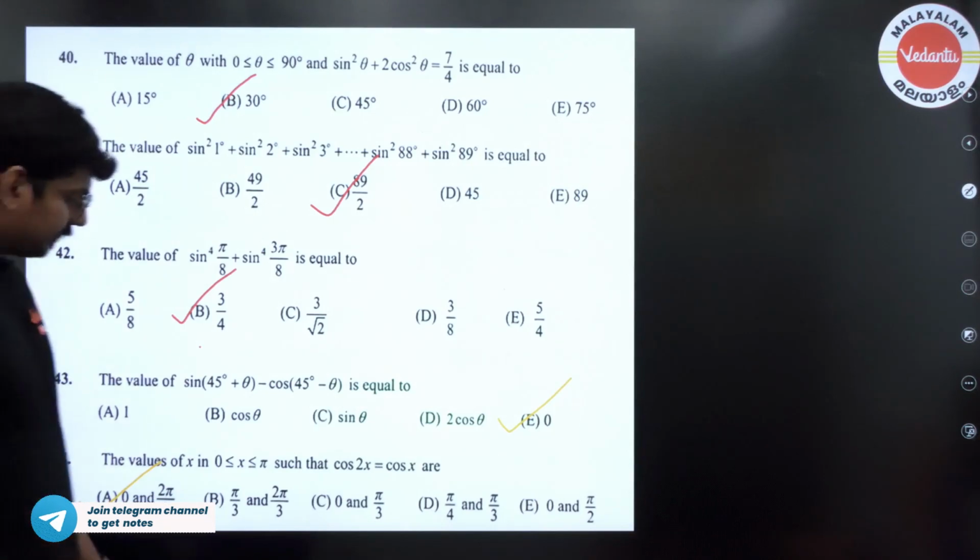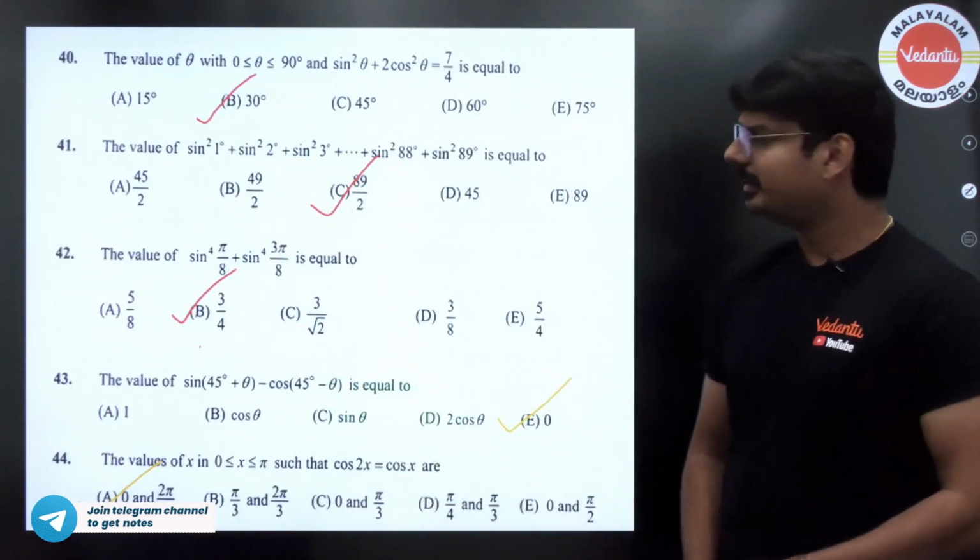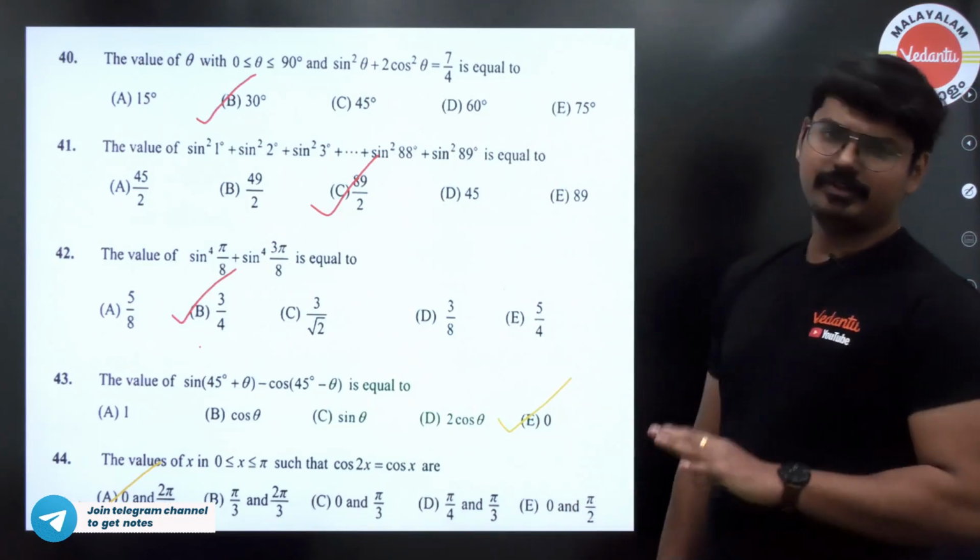So any doubt in this question? I hope it's clear. So these are basically pretty basic questions. I don't think you'll have any difficulty in solving these questions guys.